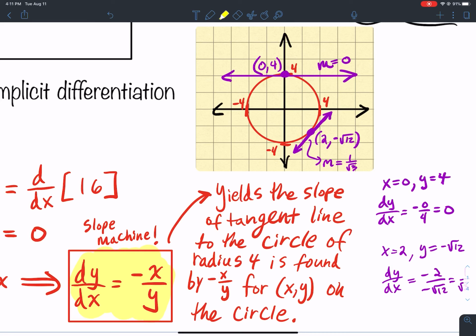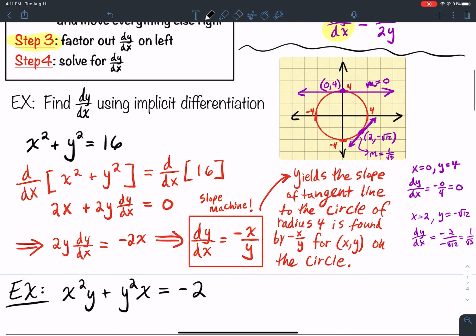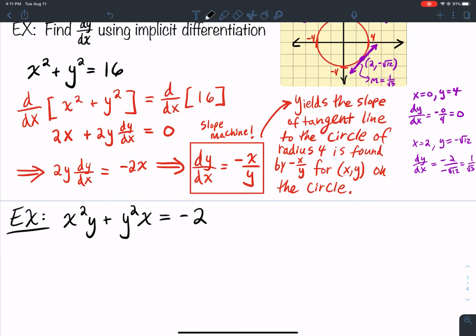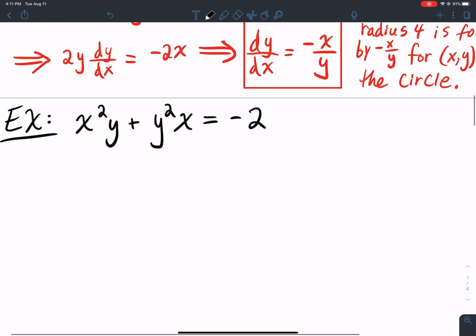I plug in an x, y coordinate and it spits out a slope at that particular point. So there's a particular point, there's a particular point. Okay. Next problem, I want to find dy/dx implicitly again.